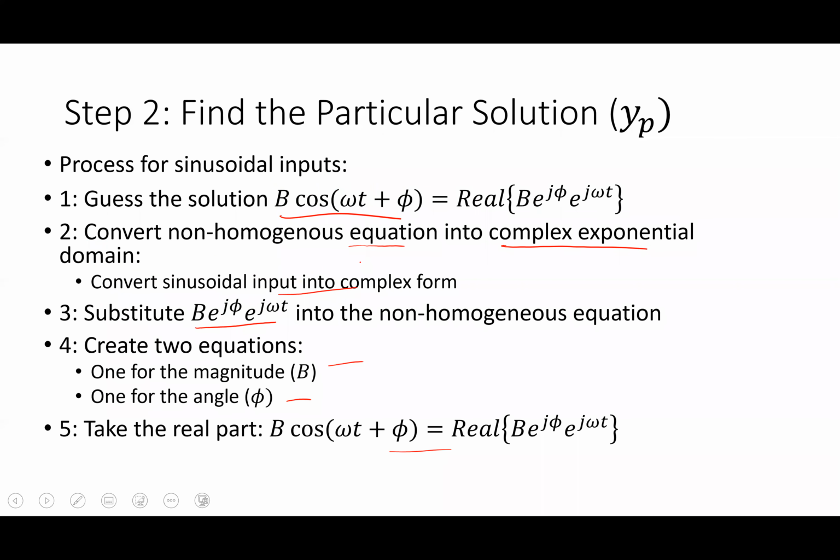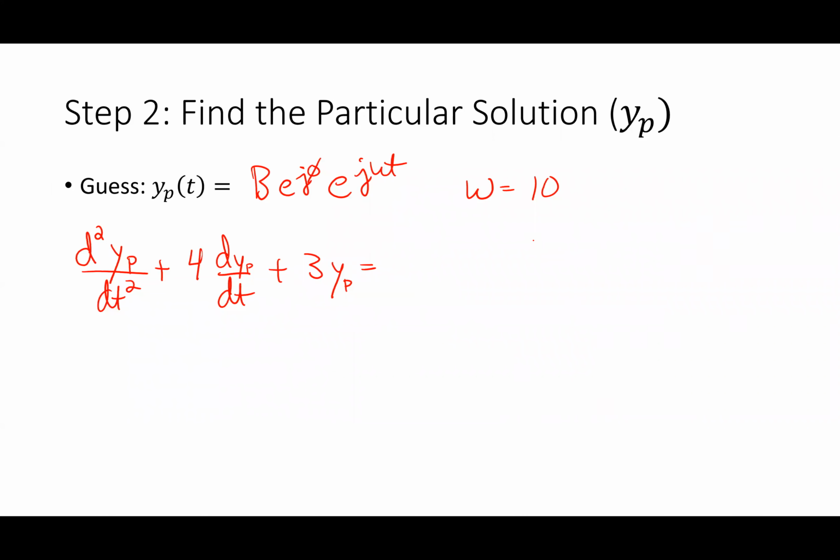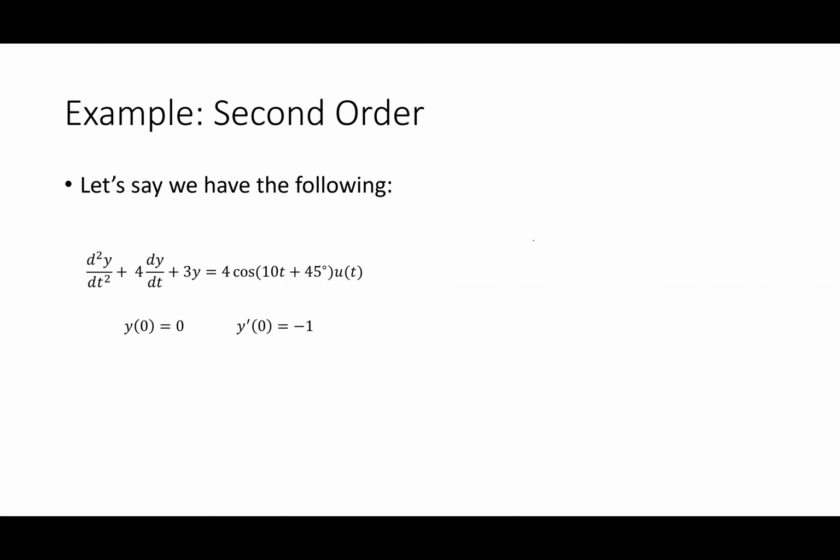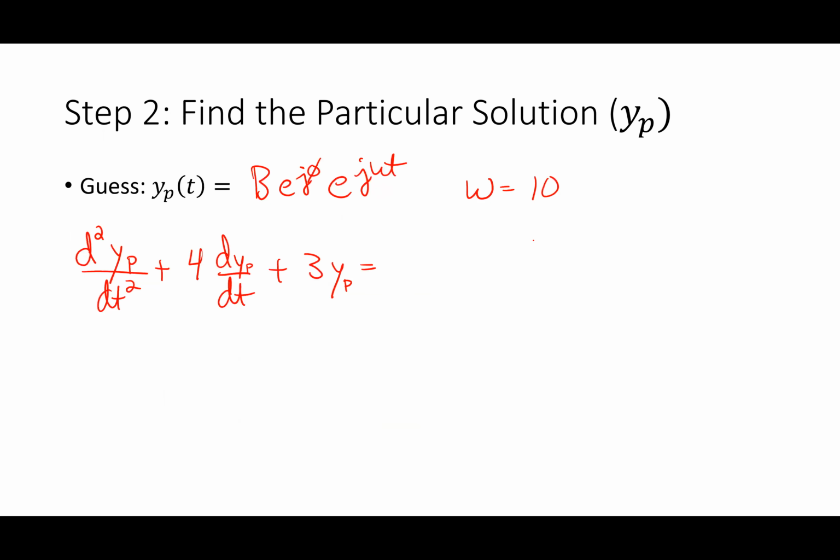So my second step here was to get the non-homogeneous equation into complex exponential domain. So how do I do that? Well, that means I need to get this 4 cosine 10t plus 45 degrees into complex exponential format. What do I write for 4 cosine 10t plus 45 degrees? I write that dynamic phasor thing. What's the dynamic phasor for this thing, 4 cosine 10t plus 45 degrees?